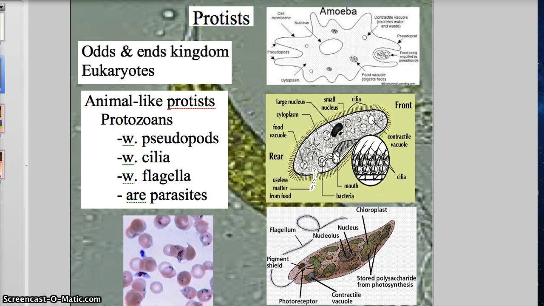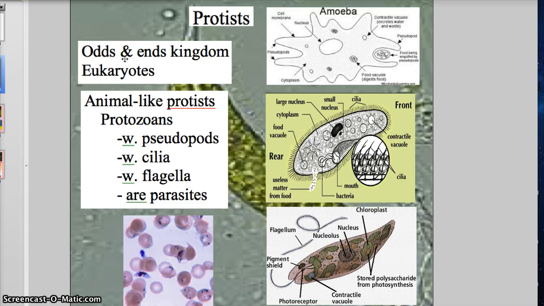Protists. You may remember we've mentioned the word protist before in one of my videos. We mentioned the animal kingdom, the plant kingdom, and the protist kingdom. The protists are the odds and ends kingdom. It's kind of like these organisms didn't seem to fit in plant or animal, so we ended up having our own kingdom in the protist.